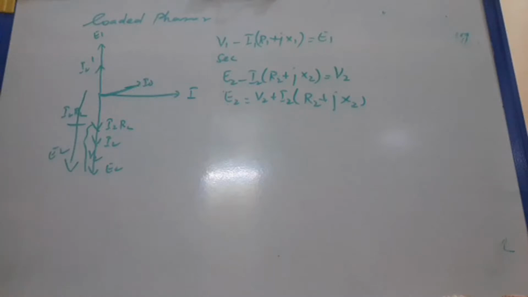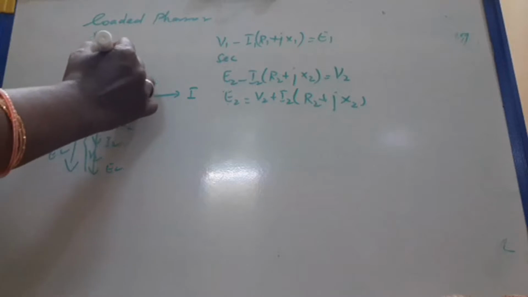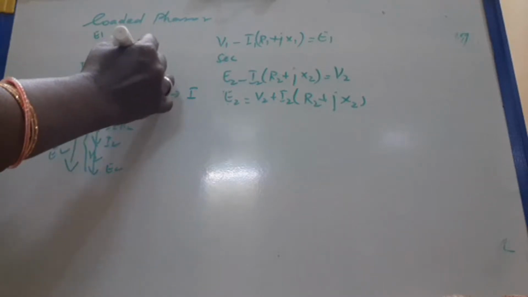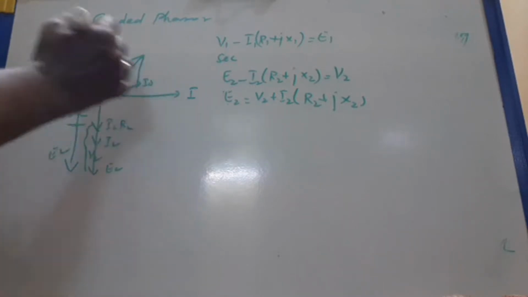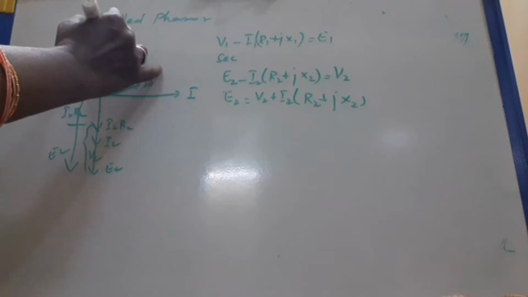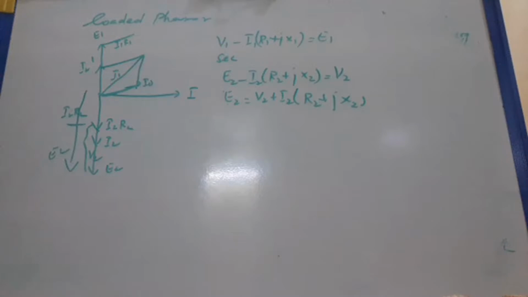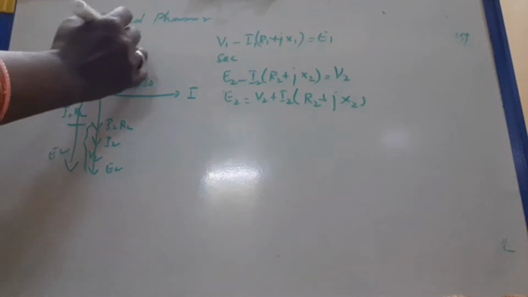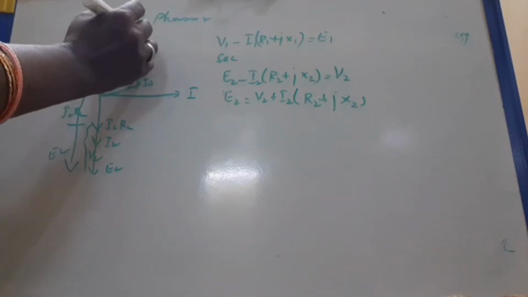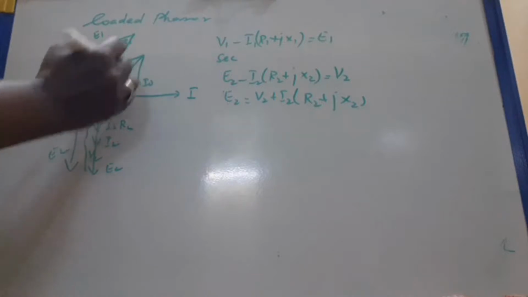I0 is drawn in the same direction as E1. V1 equals E1 plus I1 R1. So you first draw I1 using the parallelogram. In the direction of I1 you draw E1 and I1 R1. That becomes E1 plus I1 R1, which gives V1, with respect to resistance only.